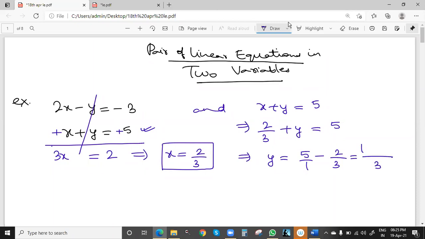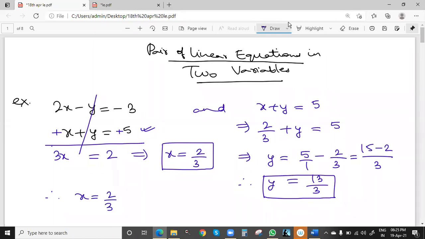We have LCM 3, so 15 minus 2. So y will be equal to 13 by 3. So these are the two values of x and y. Two values means we have found the solutions. Solving this pair of linear equations means finding the values of x and y. So x is 2 by 3 and y is 13 by 3.